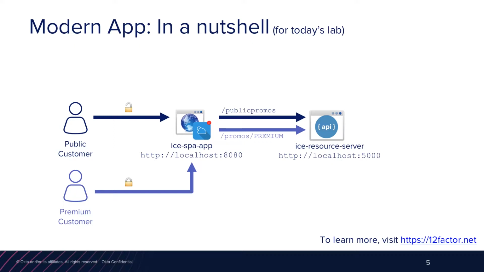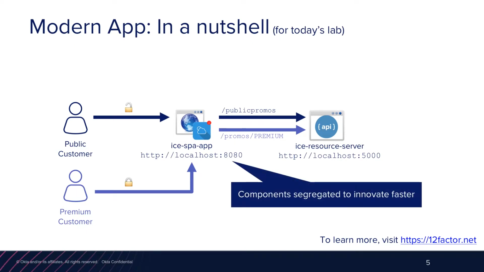With the advent of new interfaces, public cloud services like Okta, and the way we consume services through REST APIs, applications started to change. The first noticeable difference is that applications started to be segregated to innovate faster. Instead of having this monolithic application with everything bundled inside, we started to break the application into different parts. In this slide, you can see two apps. You see this front-end application that public and premium customers are hitting, and a second app that just holds the business logic, in our case, to deliver premium and public promos for these two users.